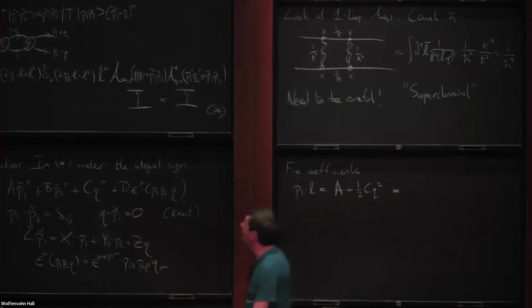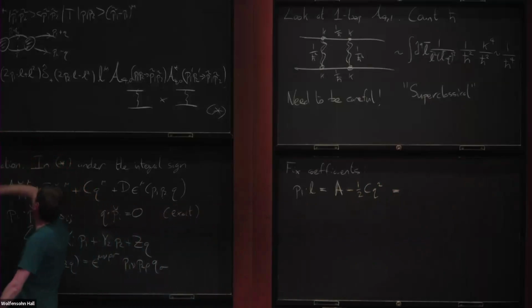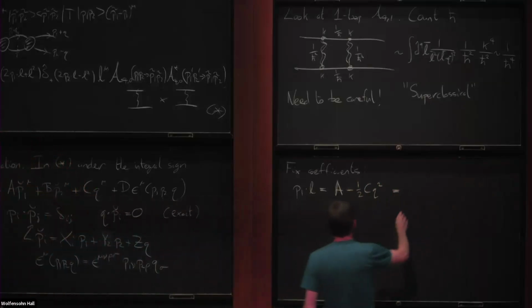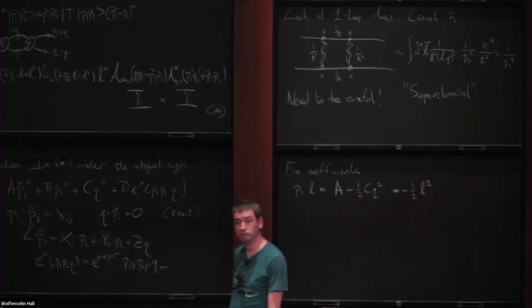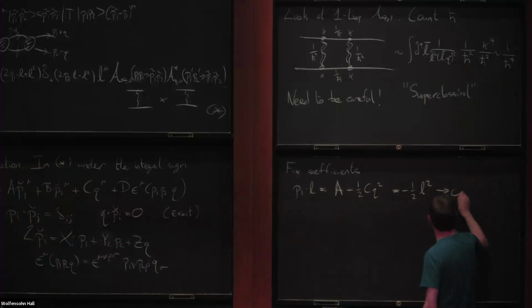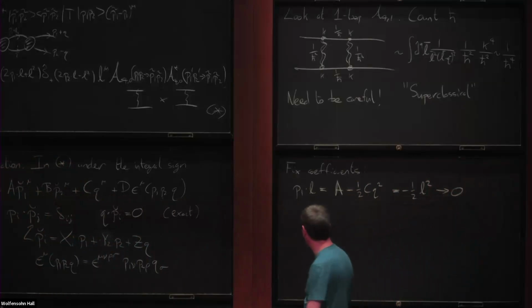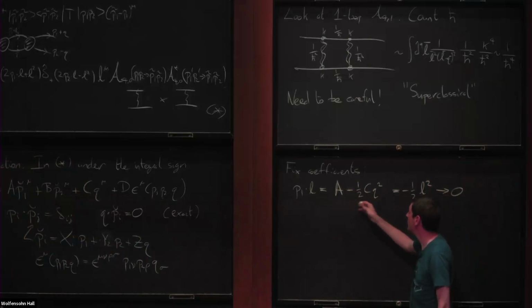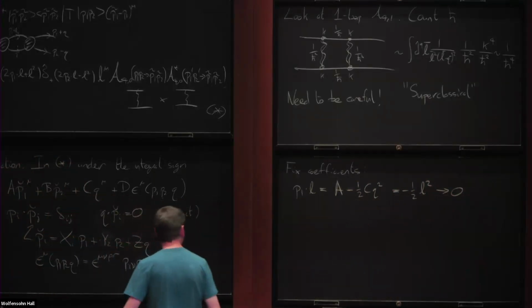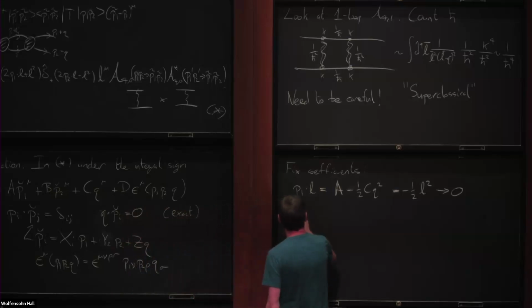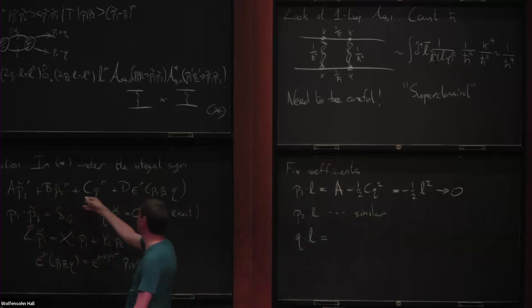On the other hand, there are delta functions here, which set P1.L equal to minus a half L squared. And that's the kind of thing that's going to integrate to 0. Right. So we get a relation between A and C up to stuff that I don't care about, that integrates to 0. P2.L, well, it's just similar. I won't bore you. Q.L, it's very similar as well, but there's maybe a little bit interesting.